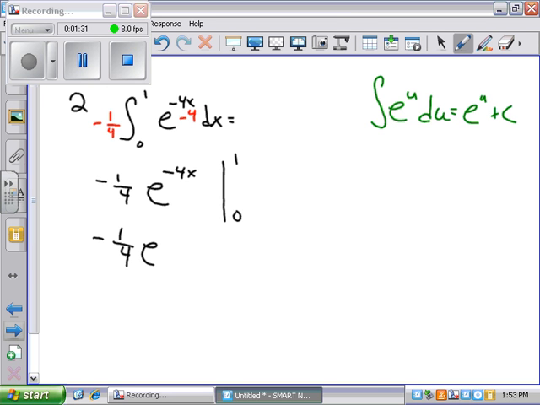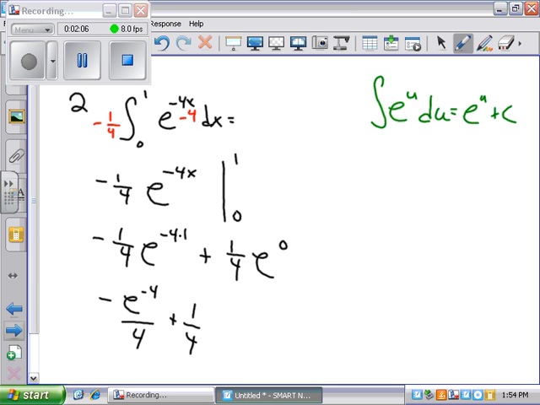-1/4 e to the -4 times 1 minus a negative, so plus 1/4 e to the 0. Is u just -4x? Yes. So we have negative e to the -4th over 4, and e to the 0 is just 1, so plus 1/4.